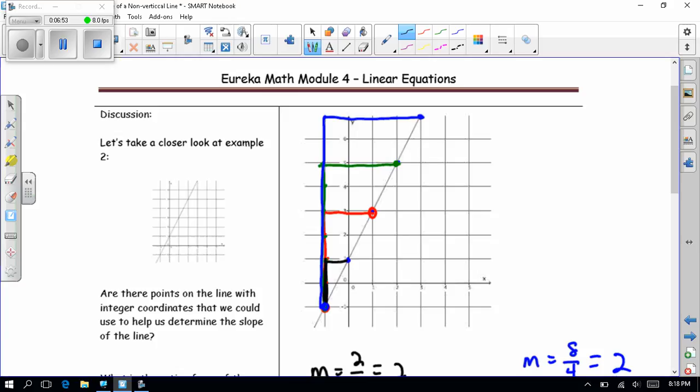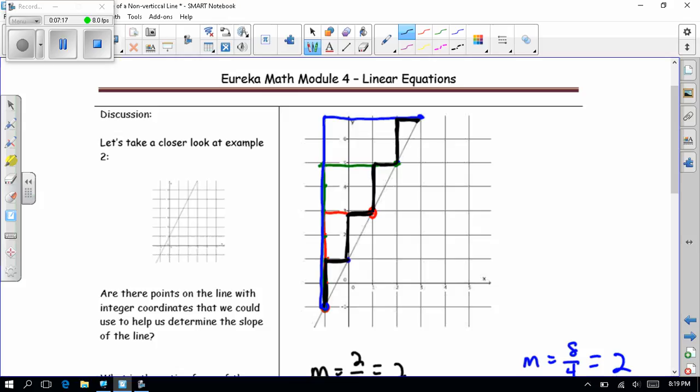Similarly, the slope is going to be consistent. From the first point to the second point on this graph, I had 2/1. If I went from the second point to the third point, I'd have 2/1. Third point to the fourth point, again, 2/1. And fourth point to the fifth point, again, 2/1. So it's going to be consistent. That's how you can tell if you're graphing a line properly.